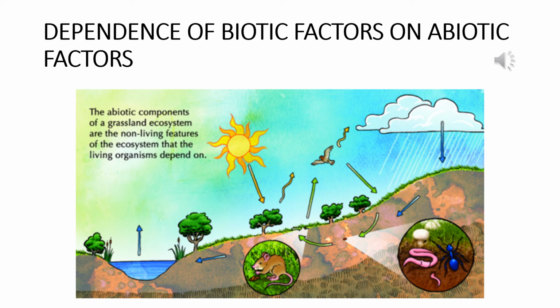After seeing the interdependence between the biotic factors of the ecosystem, now we will see the dependence of biotic factors on the abiotic factors. The abiotic factors include all the non-living components of the ecosystem. The abiotic components of the grassland ecosystem are the non-living features of the ecosystem that the living organisms depend on.